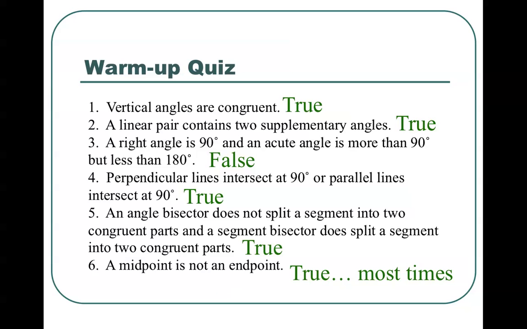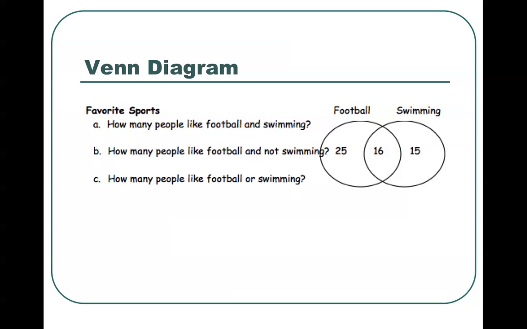I put most times because sometimes kids argue, well, the midpoint of one segment could be the endpoint of another segment. But what that question is actually asking is the midpoint of a segment not the endpoint of that exact segment? Alrighty. Venn diagram, how many people like football and swimming? That's going to be the part in the middle, 16. Football and not swimming is going to be 25, just the left side. And football or swimming means you add up all 3 numbers.